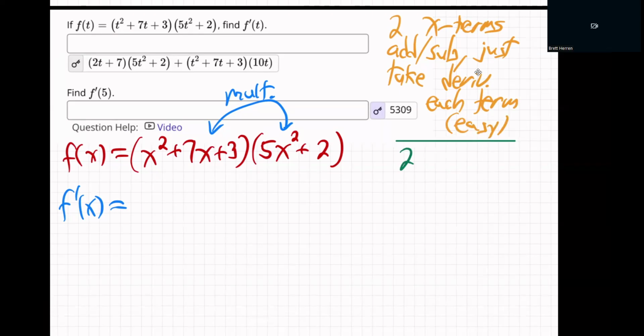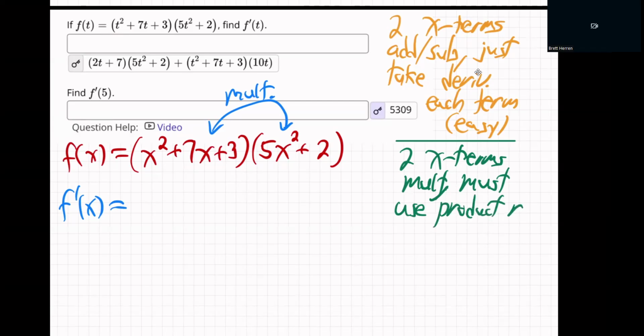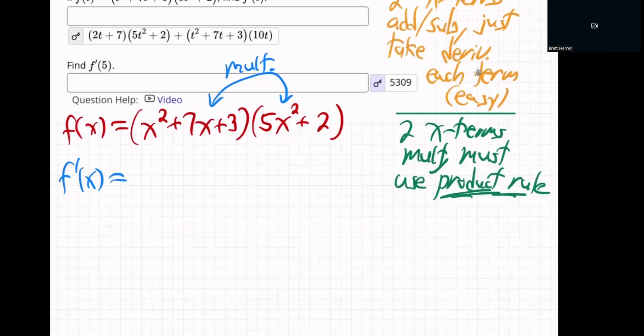Instead, when you have two x terms multiplied, that's what we have. We have that big old x term times big old x term. In that case, you must use what's called the product rule. Product means multiplication. The product rule. What's the product rule? Well, if you have, let's say, f times g.